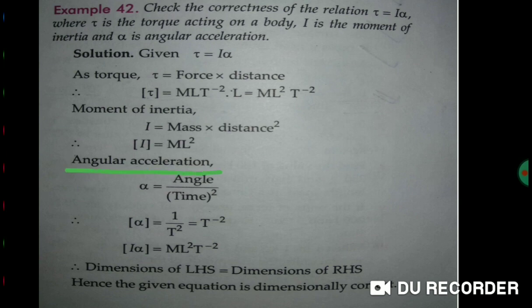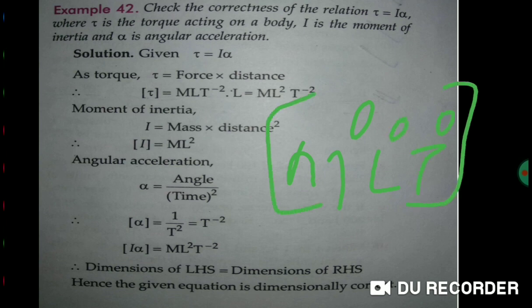Angular acceleration. Now what is angular acceleration? Angular acceleration equals angle by time square. The dimensional formula of angle is M^0L^0T^0. So we simply put 1 by time square. Time square is T^2, so this T^2 goes to the numerator place and it becomes T^-2.